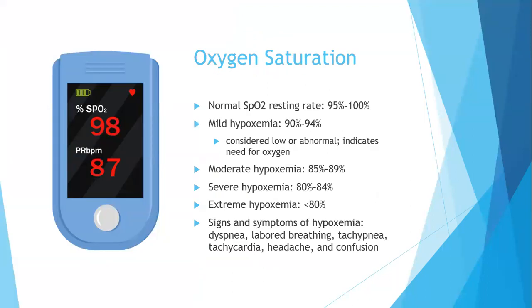Normal SpO2 resting is 95 to 100%. 90 to 94% is considered mild hypoxemia. That's considered low or abnormal. It doesn't necessarily indicate a need for supplemental oxygen, but it indicates a need that maybe you need to coach the patient on breathing a little bit. So moderate hypoxemia is 85 to 89%. Severe hypoxemia is 80 to 84%, and extreme hypoxemia is less than 80%.